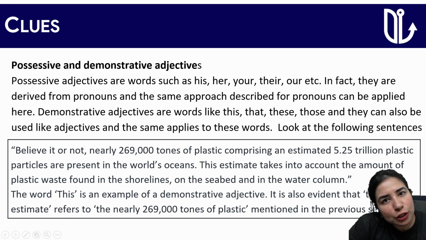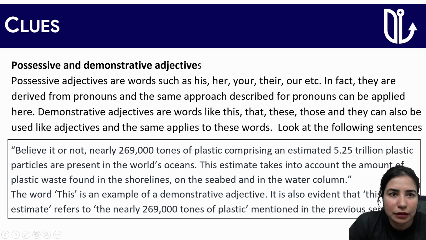Possessive and demonstrative adjectives: his, her, their, yours, again show belongingness, right? Take a look at the same example that we were discussing before. Believe it or not, nearly 269,000 tons of plastic, comprising an estimated 5.25 trillion plastic particles, are present in the world's ocean. This estimate. You can see this estimate is referring to the number given before. This is a demonstrative adjective that's helping you and making your life easy. You're pointing out, so this is referring to the number.